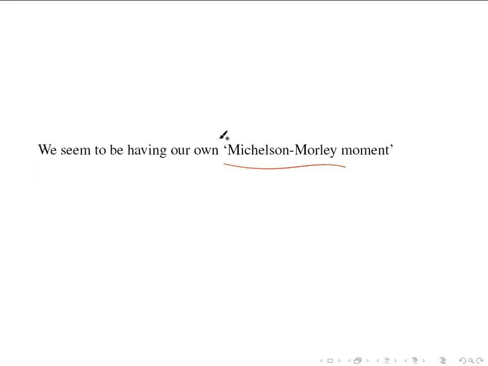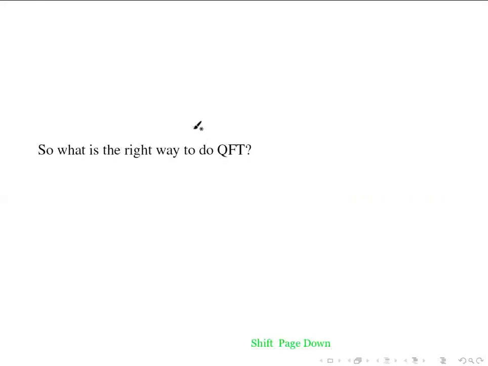And what was needed, at least in the days of the Michelson-Morley experiment, it needed somebody to go back to the drawing board, or perhaps the blackboard, and really think about what are space and time, and what are symmetries of space and time, and so on. And I think, at least if you're a high energy physicist at the moment, at least some of us need to go and do the same thing and try and really figure out what quantum field theory is. After 100 years, it's probably about time that we really figured it out. So what is the right way to do quantum field theory?